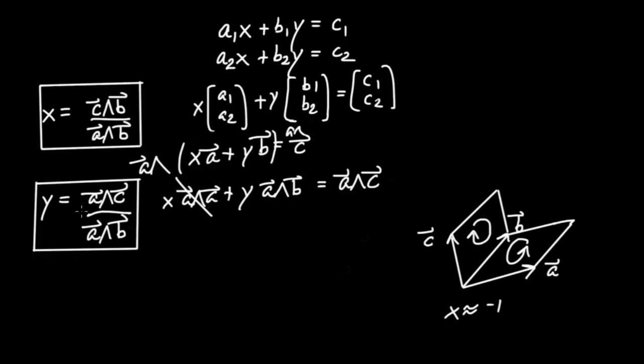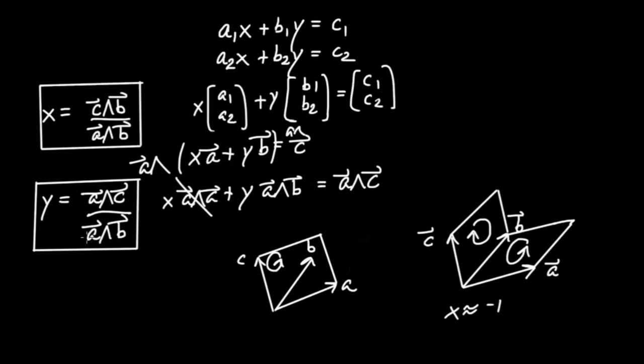So let's try to draw this thing out, just like what we did for x. So let me try to reproduce these three vectors. Let's suppose that's a, let's suppose that's b, and then over here we have c. And then we need to draw an a wedge c. So let me wedge those two vectors, a and c, draw on that parallelogram. Notice the orientation, it's a wedge c, so that's going to be counterclockwise orientation.